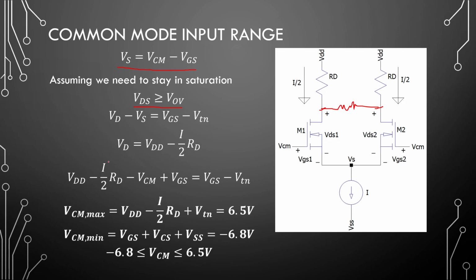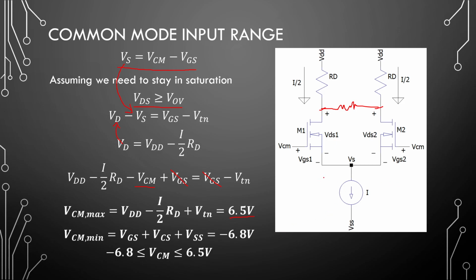We know that our drain voltage is VDD minus I over 2 times RD. We can plug that in right here, and our Vs equation we can plug into this position. With that, we can find that VDD minus I over 2 RD minus our common mode plus VGS is equal to our overdrive voltage. So our VGS's will cancel, and if we get our common mode alone, we find that it's VDD minus the bias current over 2 times RD plus our threshold voltage. So our maximum common mode signal is 6.5 volts.